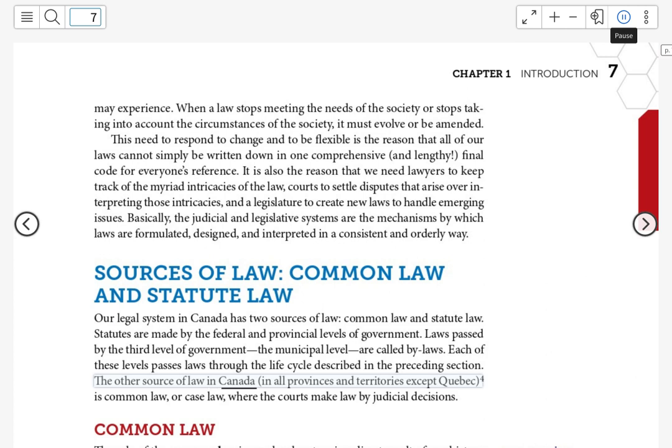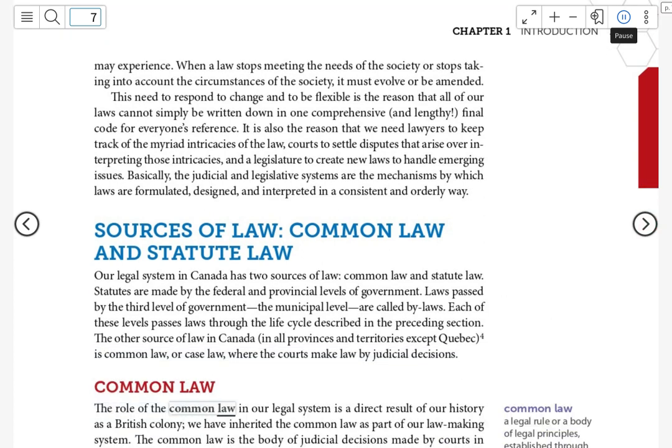The other source of law in Canada, in all provinces and territories except Quebec, is common law, or case law, where the courts make law by judicial decisions. Common law. The role of the common law in our legal system is a direct result of our history as a British colony. We have inherited the common law as part of our law-making system.